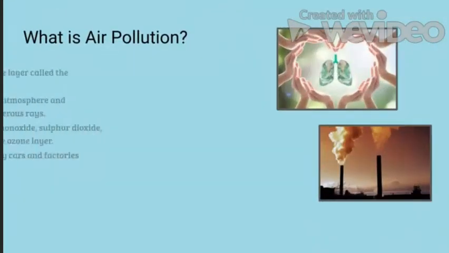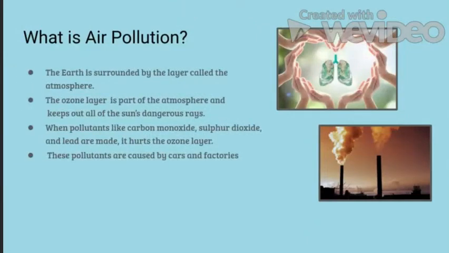What is air pollution? The Earth is surrounded by the layer called the atmosphere. The ozone layer is part of the atmosphere and keeps out all of the sun's dangerous rays. When pollutants like carbon monoxide, sulfur dioxide, and lead are made, it hurts the ozone layers. These pollutants are caused by cars, factories, and electricity.